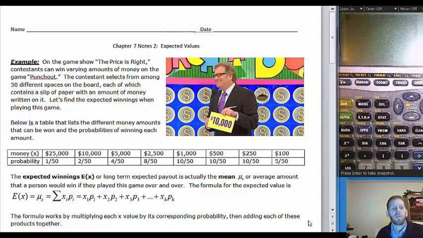The contestant selects from among 50 different spaces on the board, each of which contains a slip of paper with an amount of money written on it. Let's take a look at this game show in action before we get into an example.